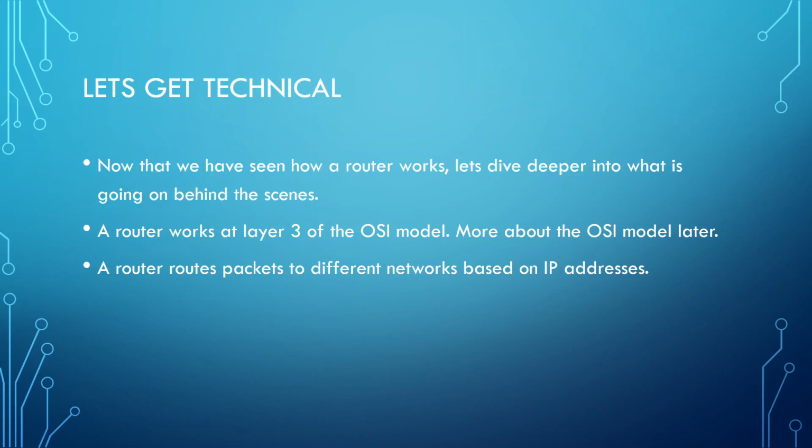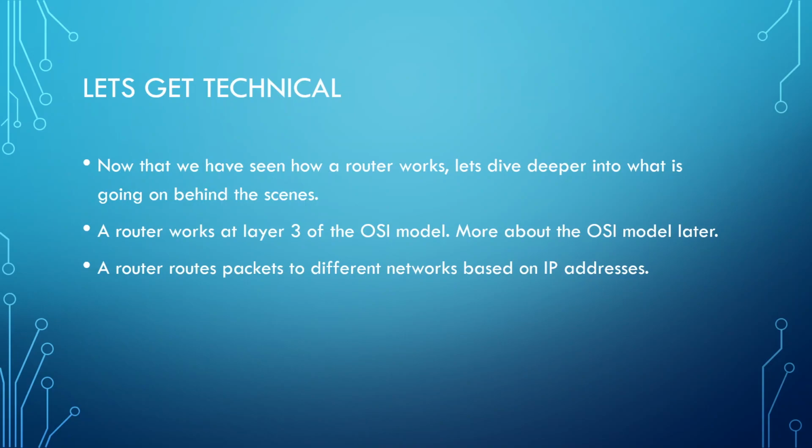Now, a router routes packets to different networks based on IP addresses. Again, you're probably thinking, okay, what's a packet? This OSI model that we'll look at later has different stages to it. So essentially, we take that piece of data, and this is in simple terms, so obviously a lot more is going on behind the scenes. But in essence, we take that piece of data, and as we move down the OSI model through the different layers, we're adding more and more information onto that data.